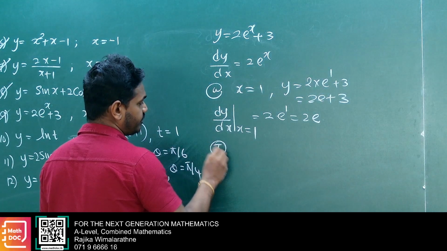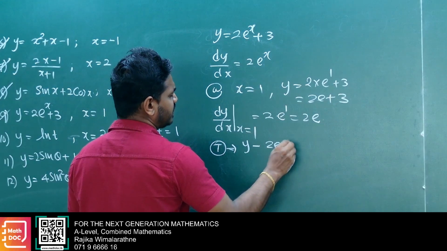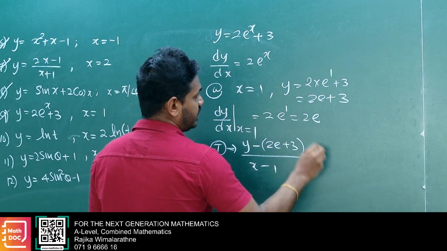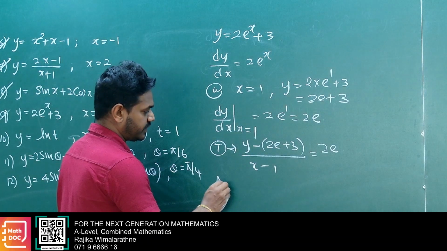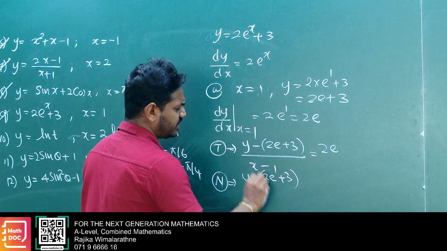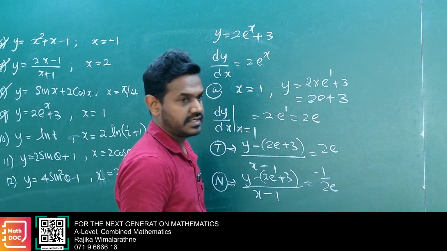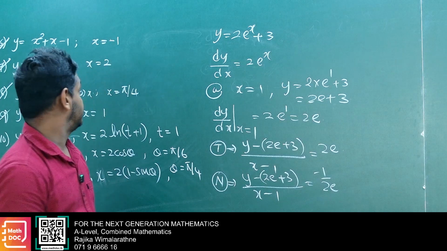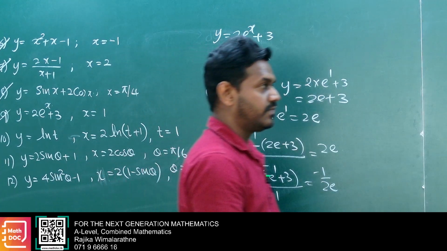Then tangent: y minus the y coordinate (2e plus 3), x minus the x coordinate 1, equals the gradient 2e. Simplify. Then normal: y minus (2e plus 3) in brackets, over x minus 1, equals 1 over 2e, reverse the sign. Here the gradient is 2e, take the reciprocal and reverse the sign. That is question number 9. Continue.